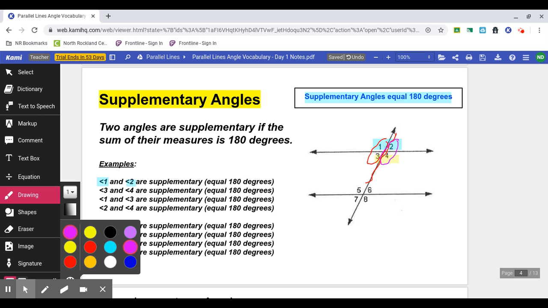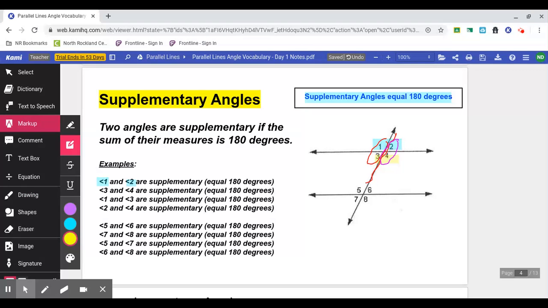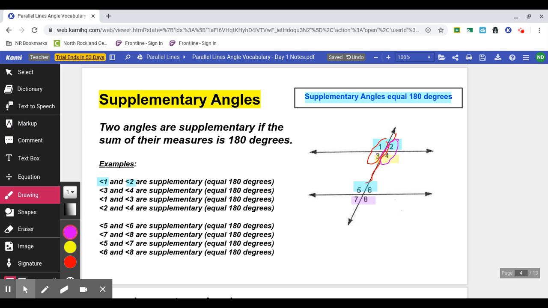Well, now let's look at our next parallel line. Angle 5 and angle 6 are supplementary, and angle 7 and angle 8 are supplementary. But we're not done. Angle 5 and 7 are supplementary, and angle 6 and 8 are also supplementary. Okay, so we have a total of 8 pairs of supplementary angles when we have 2 parallel lines that are cut by a transversal.